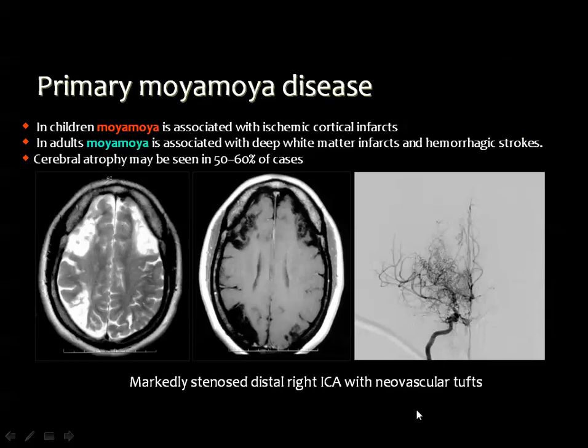Then in the children, moya disease will present by ischemic strokes like cortical infarctions and so on. While in adults, moya disease will result in affection of the white matter in the form of infarctions and maybe hemorrhages as well. And this is an example of moya disease by carotid angiogram, and you can see the puff of smoke. You cannot see the anterior cerebral, you cannot see the middle cerebral. The MRI images show multiple cortical infarctions.